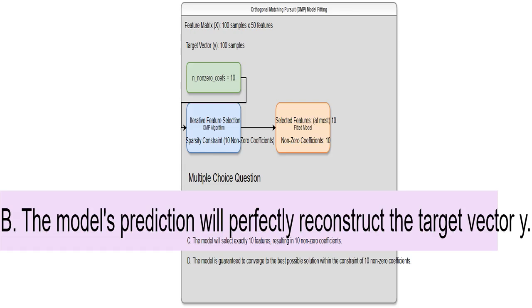This is false. OMP provides an approximation, not a perfect reconstruction, especially with a limit on the number of features. It's like trying to draw a perfect circle with only 10 straight lines. You'll get close, but not exactly perfect.